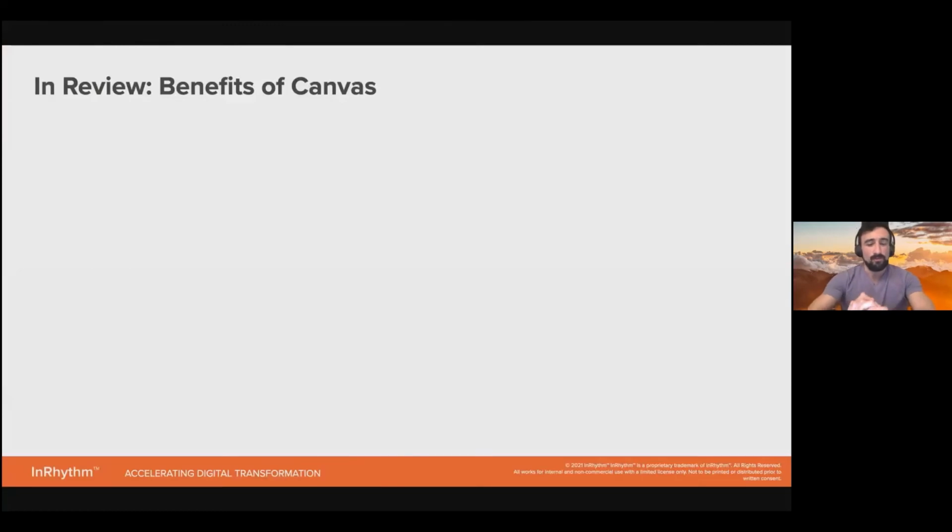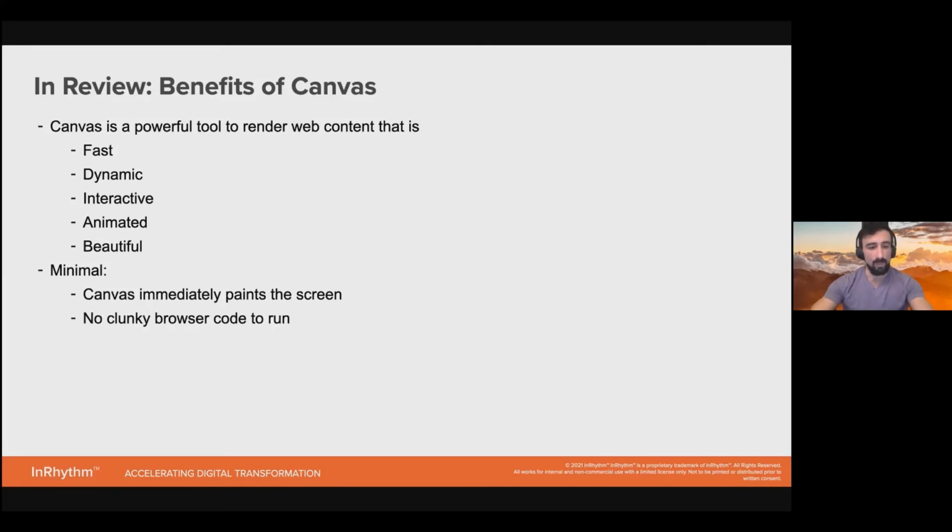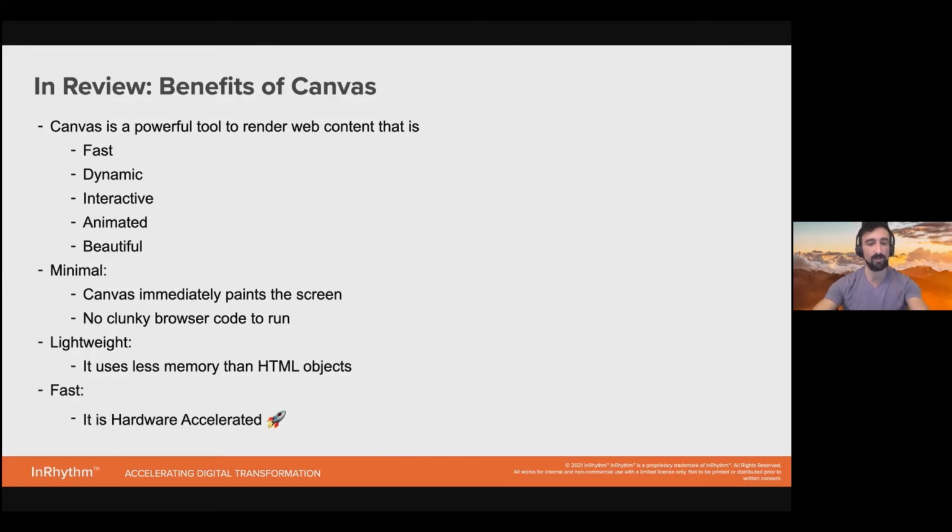So in review, the benefits of Canvas are that it's a powerful tool to render web content because it's fast, dynamic, interactive, animated, and beautiful. It's minimal. It paints exactly what we want and only what we want immediately to the screen. There's no clunky browser code to run that slows us down. It's lightweight. It uses a lot less memory than HTML objects. And it's fast because it's hardware accelerated.